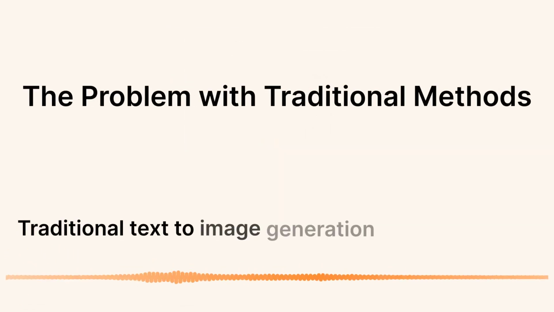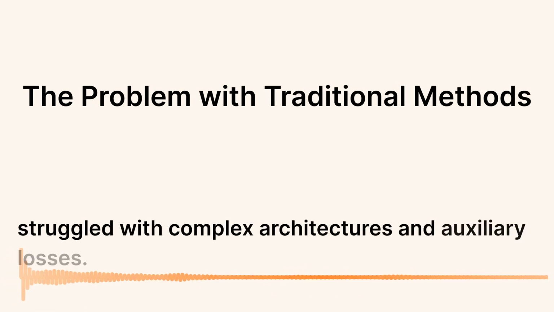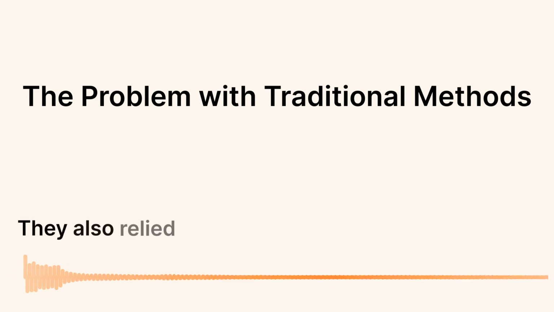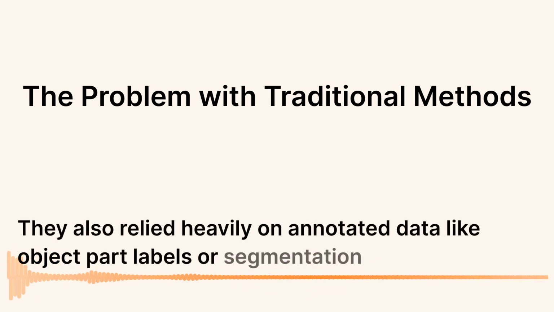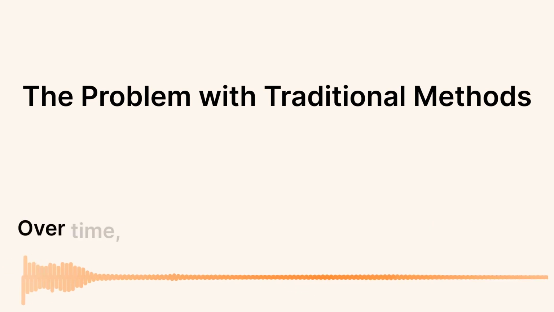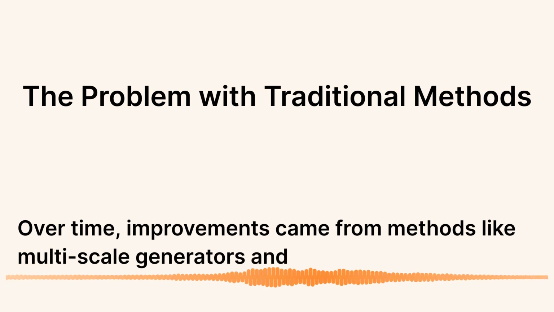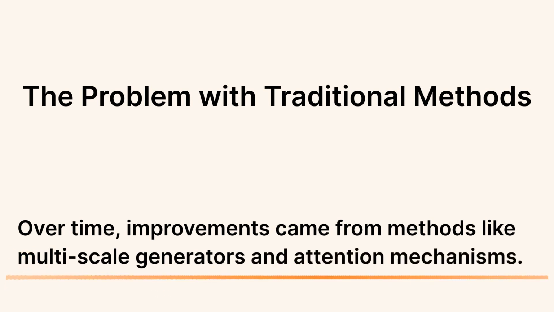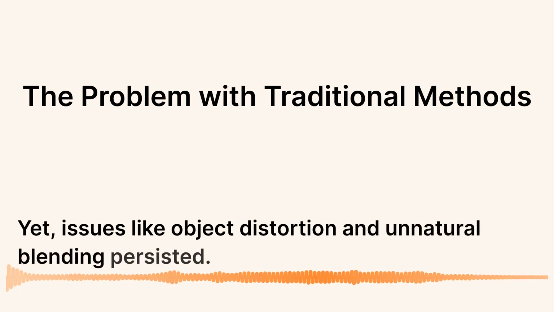Traditional text-to-image generation methods often struggled with complex architectures and auxiliary losses. They also relied heavily on annotated data like object part labels or segmentation masks. Over time, improvements came from methods like multiscale generators and attention mechanisms. Yet, issues like object distortion and unnatural blending persisted.